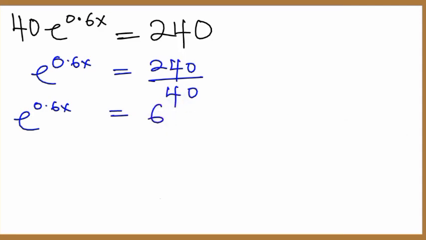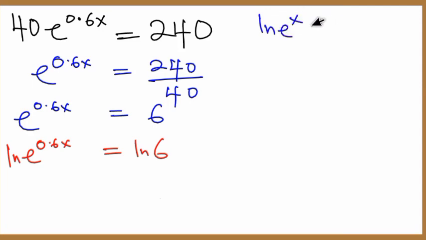So what I have to do is to take ln of both sides of the equation. So my ln e to the power 0.6x equals ln 6. So now we know this relationship that ln e to the power x equals x. So we will apply this relationship here.